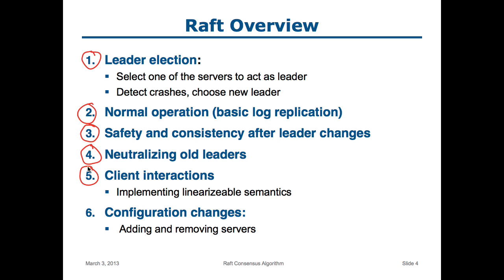Fifth, I'll give a little bit more information about how clients interact with the system. And the key issue here is how do clients deal with server crashes, and how do we make sure that we have what are called linearizable semantics, where each client operation is executed once and exactly once. And then finally, I'll talk about how we deal with configuration changes. That is, how do we add or remove servers to the cluster that is managing the Raft system.